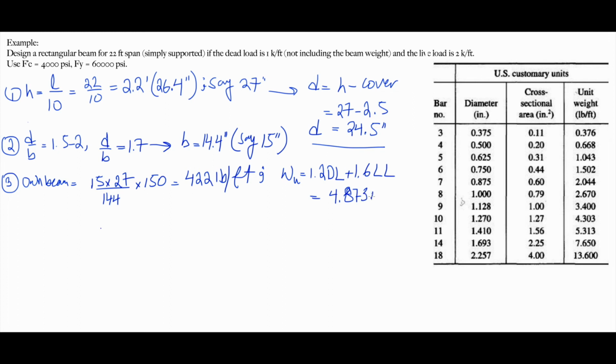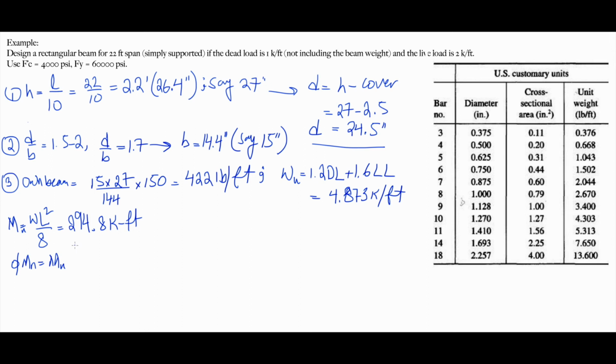4.873 K per foot. So what's the moment? Moment is equal to WL squared over 8, and this will give me 294.8 K-foot. That's my load.